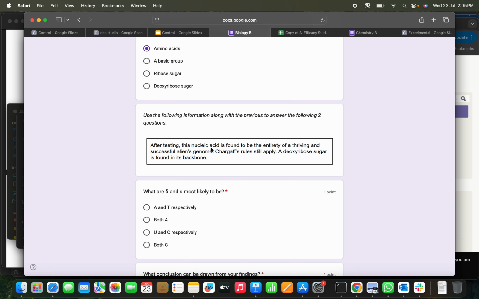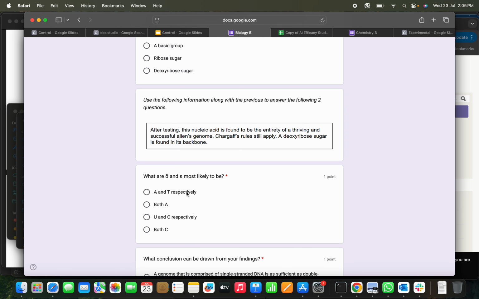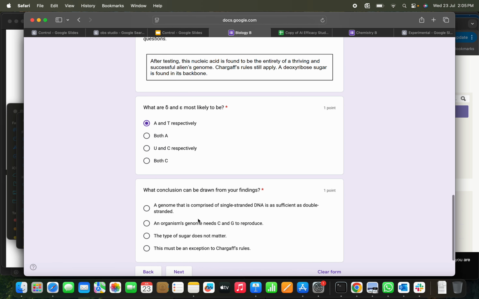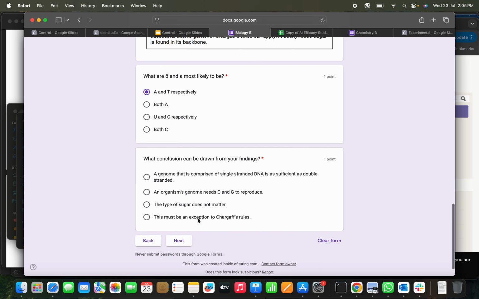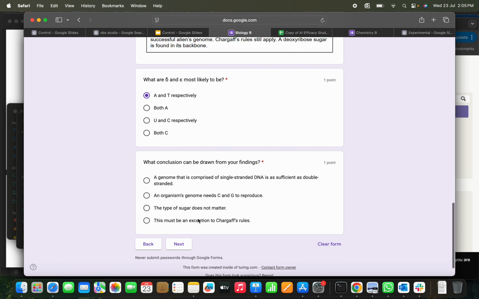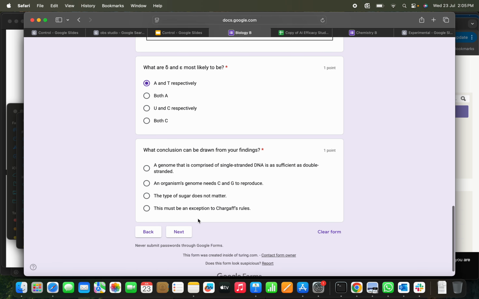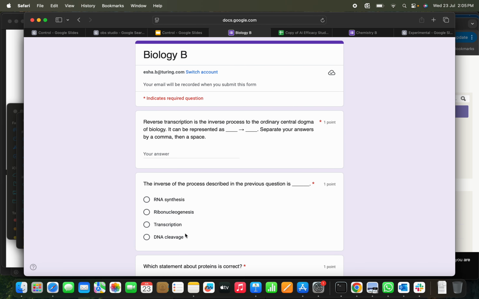So it's in the genome. I know there is something called A and T, but I'm not sure what these are. Both A. I'll go with A and T because what conclusion can we find? A genome that is comprised of single strands is sufficient as a genome needs C and G. The type of sugar. I have no clue what Chargaff's rule is. I believe C and G are the correct answers.